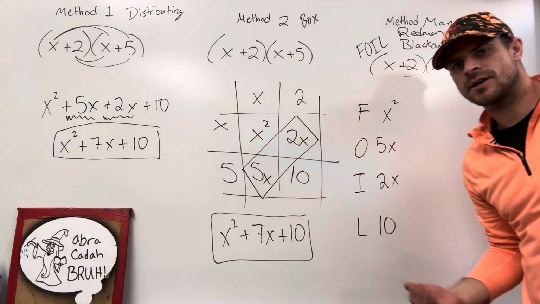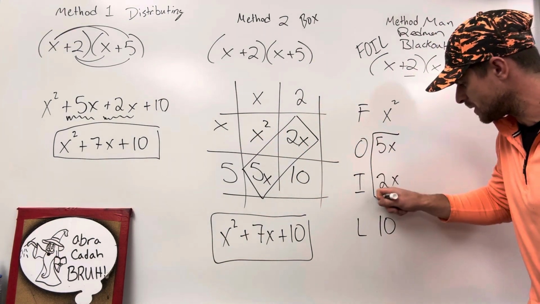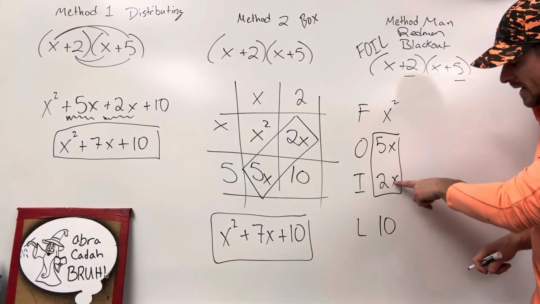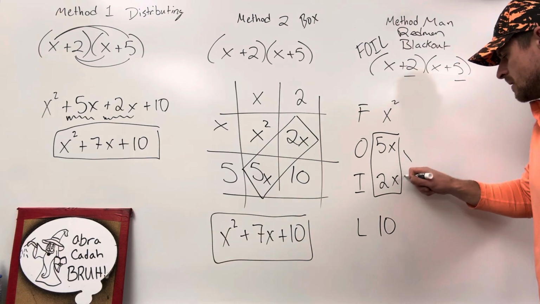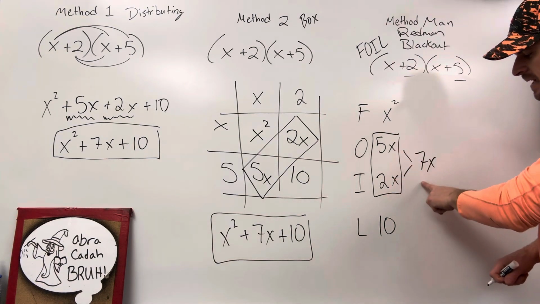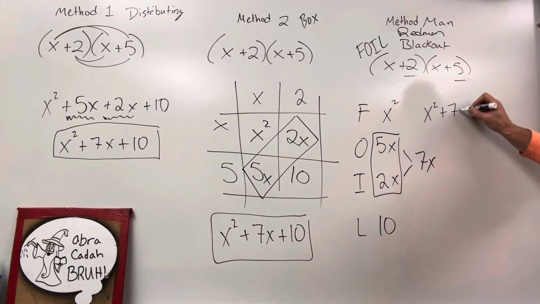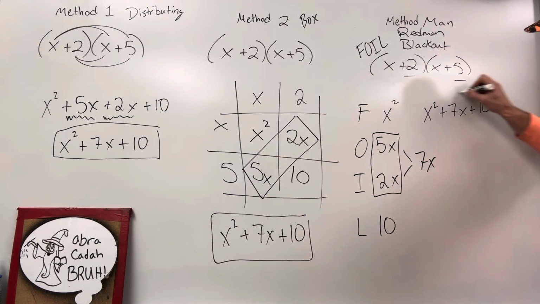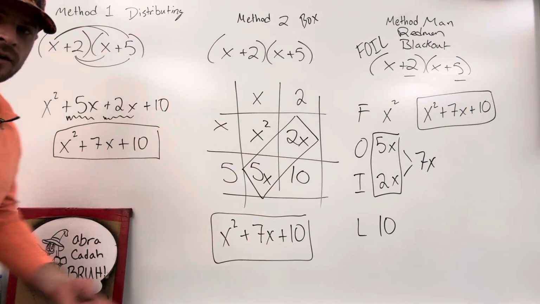And just like on our other examples, 1, 2, 3, 4 terms is going to turn into only 3 terms after we combine the 2 terms that are alike. 5x and 2x would give me 7x. So now I got an x squared, 7x, and a 10. So we're going to say x squared plus 7x plus 10. And wouldn't you know it, 1, 2, 3 answers that are all the same.